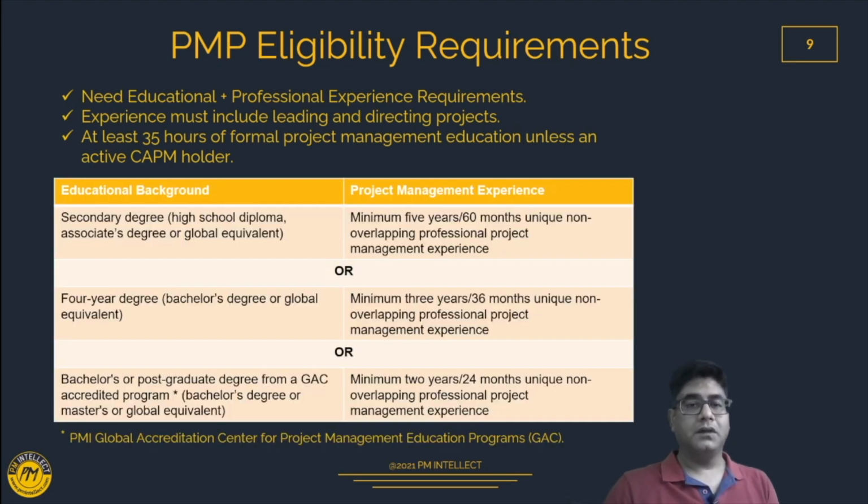Let's go through the background and the project management experience requirements. It's been divided into a total of 3 categories. First, in case your educational qualification is a secondary degree, that is the high school diploma, associate degree or global equivalent, then you need to have a minimum of 5 years or 60 months of unique non-overlapping professional project management experience. In case you have a 4 years degree or a bachelor's degree or global equivalent, then you need to have a minimum of 3 years or 36 months of unique non-overlapping project management experience.